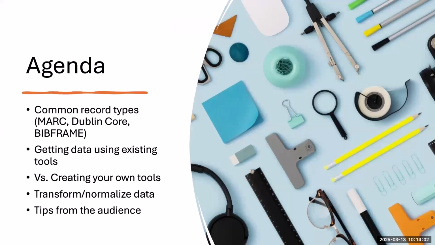So the agenda more specifically is to talk about common record types that we use most prevalently in libraries, and then discuss getting data using existing tools versus situations where you might need to create your own tools. And then sort of the same thing, but with transforming and normalizing data.